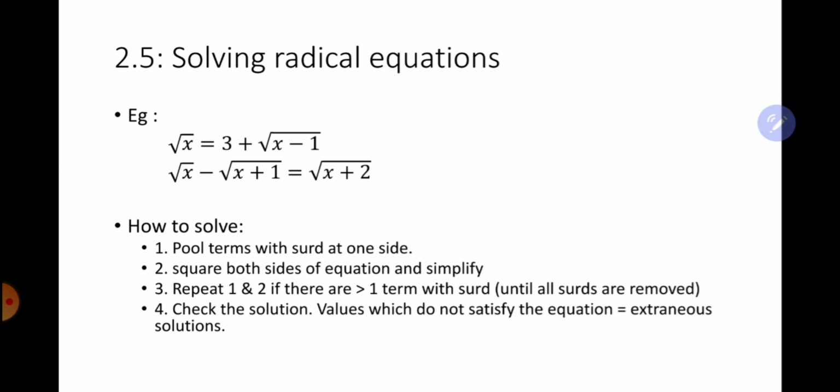Okay, here is the examples of radical equations or surd equation. Now how to solve radical equations. First, you pull terms with surd at one side. Once you have all the surd at one side, you square both sides of the equation and simplify. The third one is to repeat 1 and 2 if there are more than one term with surd, until all surds are removed. Then fourth, check the solution. Values which do not satisfy the equation are called extraneous solutions.